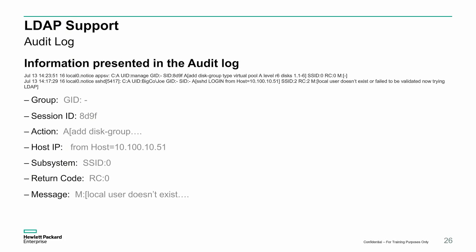Next, the session ID, the action taken, addition of a disk group, and a login attempt, the host IP, the system accessing the MSA, the subsystem, the return code, and finally, a message if a return message is necessary. With this information, the user can trace what actions have been taken on the array, when, and by whom.